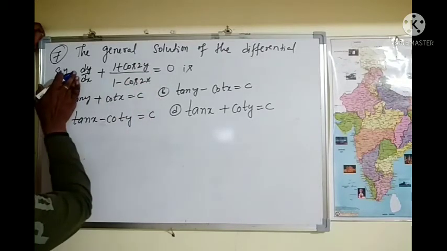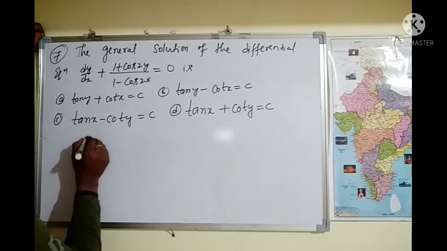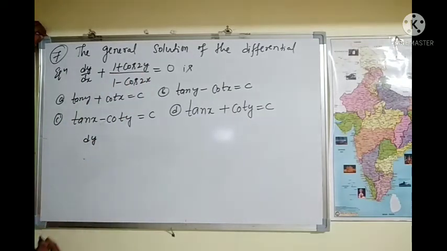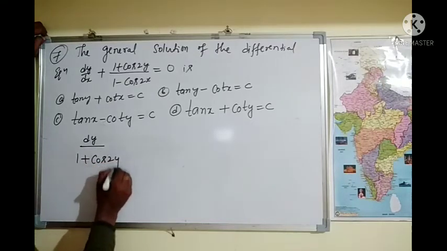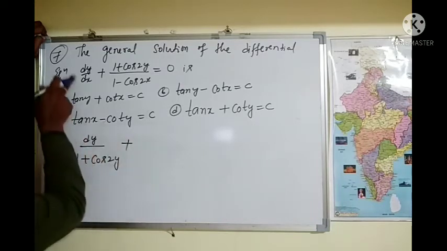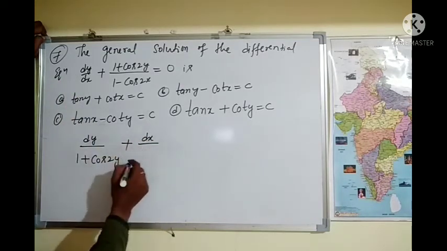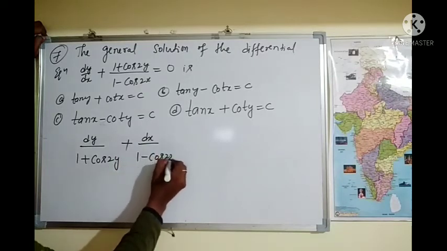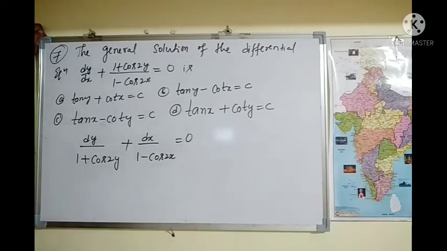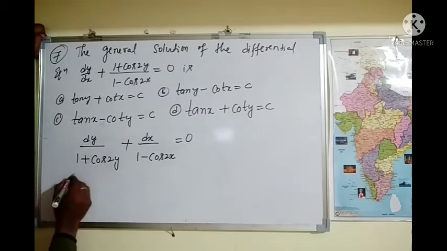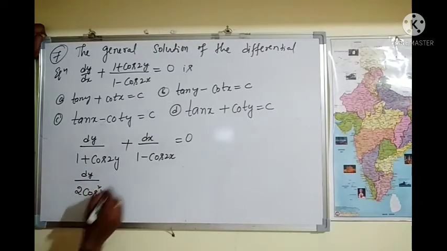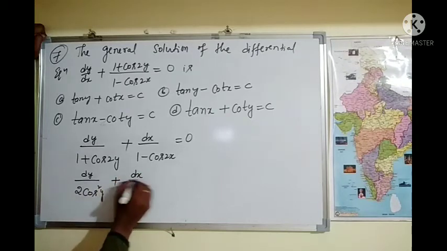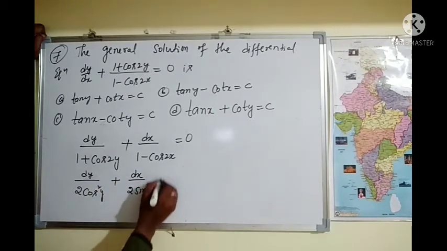Now divide both sides by 1 plus cos 2y. Here we get dy, and multiplied by dx, dy divided by 1 plus cos 2y plus, see, the multiplied dx gets cancelled, dx divided by 1 minus cos 2x is equals to 0. No need to take all the lengthy steps. Now integral of, see, 1 plus cos 2y can be written as 2 cos square y: dy divided by 2 cos square y plus dx divided by 2 sin square x is equals to 0.